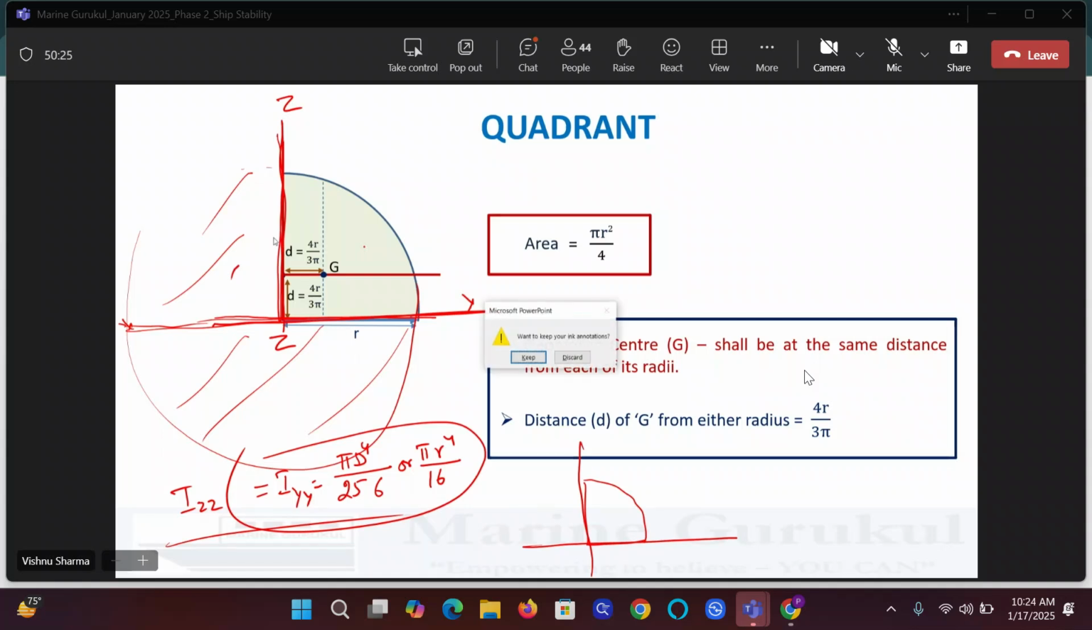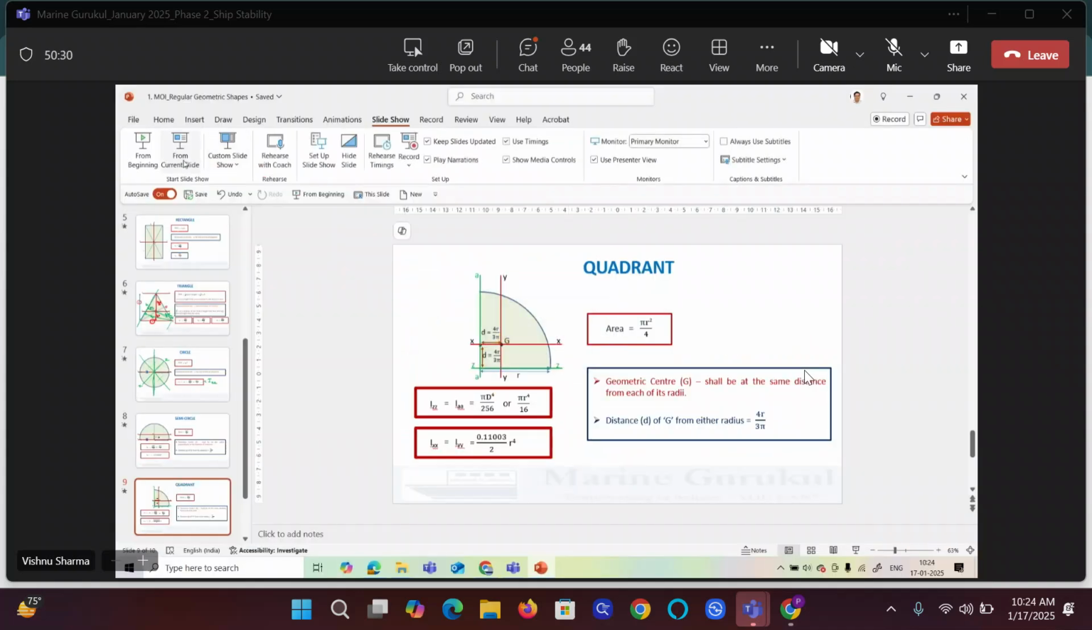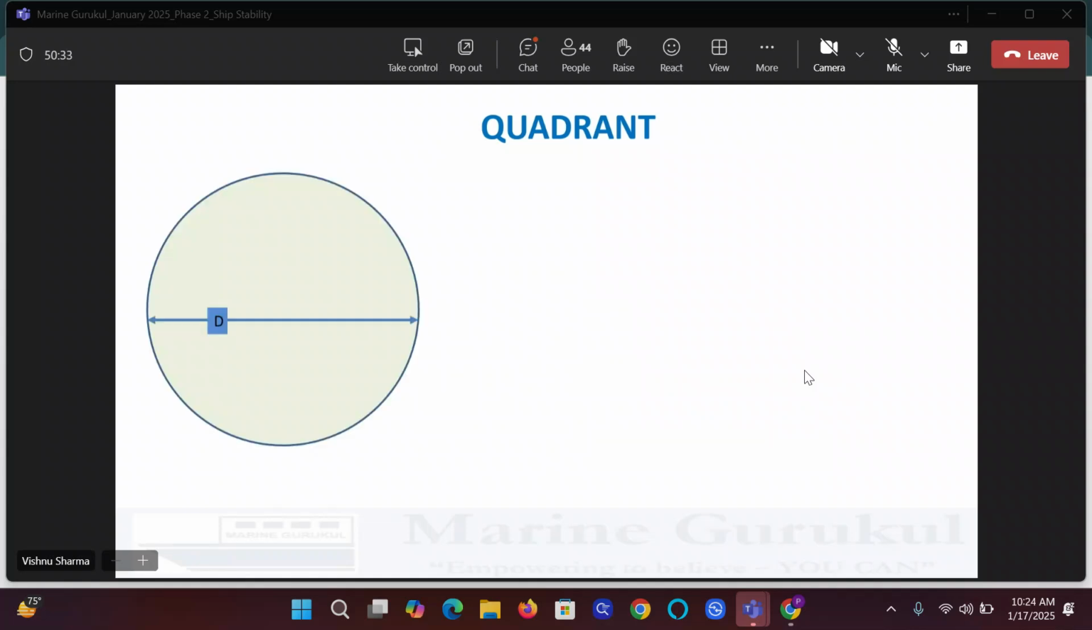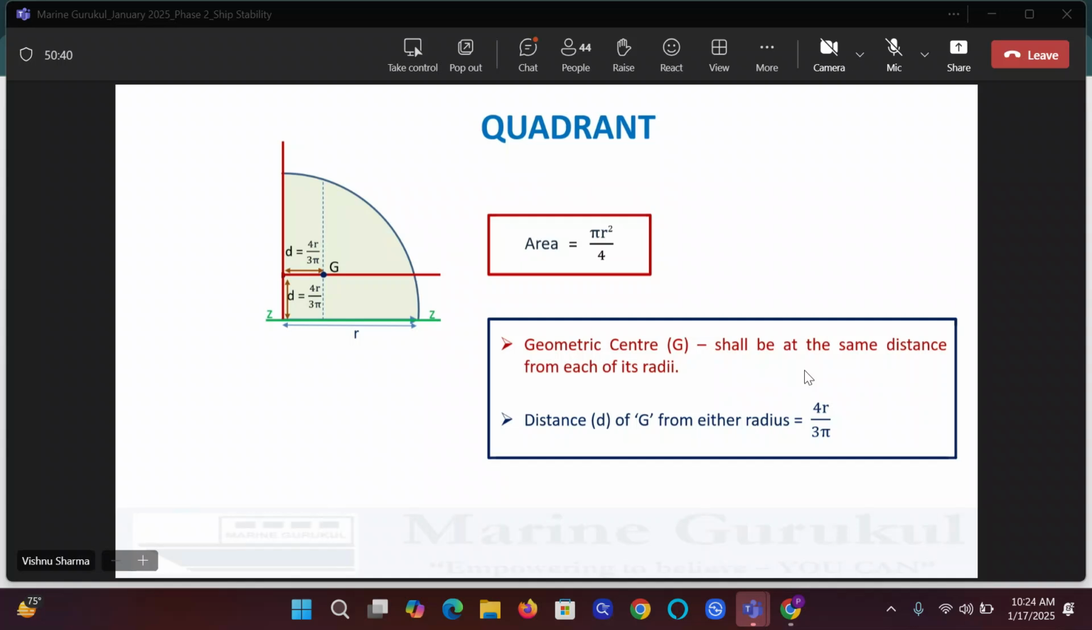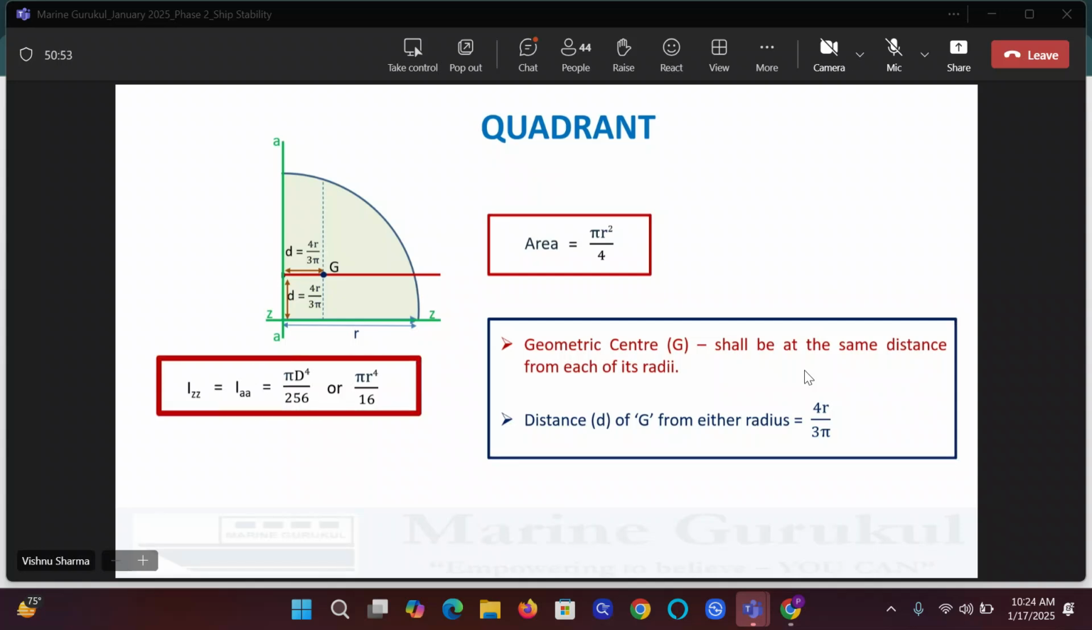But these are additional things. We will have to learn one passing through the geometric center. Definitely we'll have to learn, but that is also easy. So let me just take you through this first. Okay, now I'm sure you'll agree IZZ and IAA will be equal, and they will be 1/4 of a circle or 1/2 of a semicircle. But what I also must learn is about this axis XX or this axis YY.